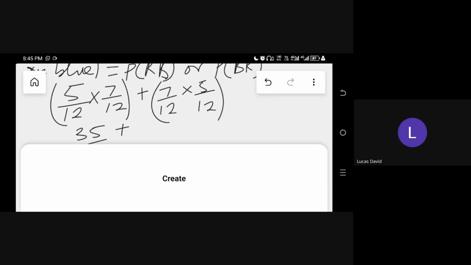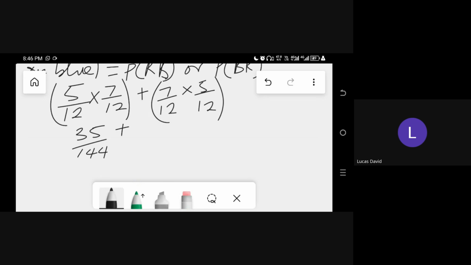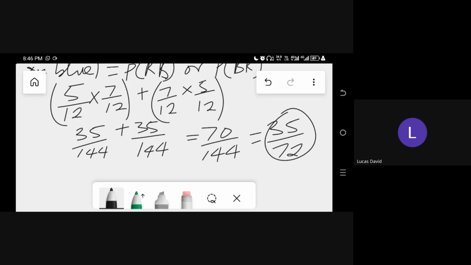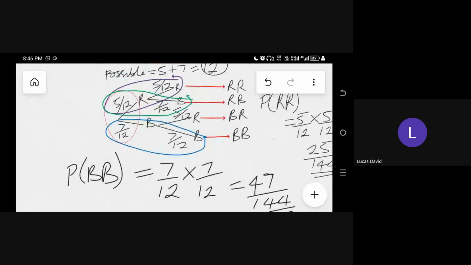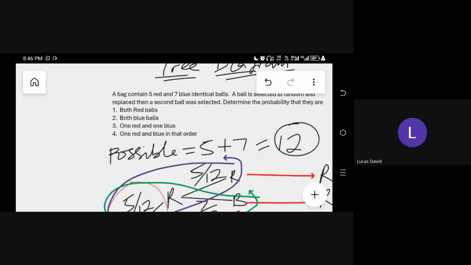So for this first part, we have 35 over 144, then on the other side, we still have 35 over 144 as well. So this is 70 over 144. When you divide, you should have 35 over 72. Yes. So 35 over 72, that should be the probability that one is red and the other is blue. One red and one blue. So that's the result there. Then for number 4, find the probability that one red and the other blue, in that order.